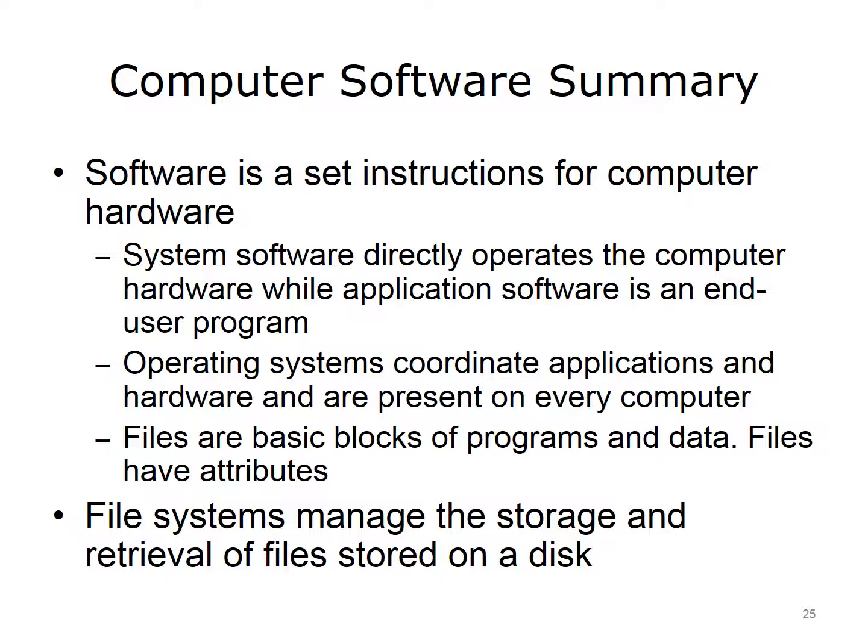This unit defined software and explained two major software types: application software and system software. Application software is an end-user program. System software directly operates the computer hardware. Applications include software tailored for business, multimedia, science, mathematics, communication, and healthcare, to name a few. Operating systems coordinate the applications and the hardware. They are the interface between the applications that the users run and the physical computer hardware. Operating systems are present on every computer.